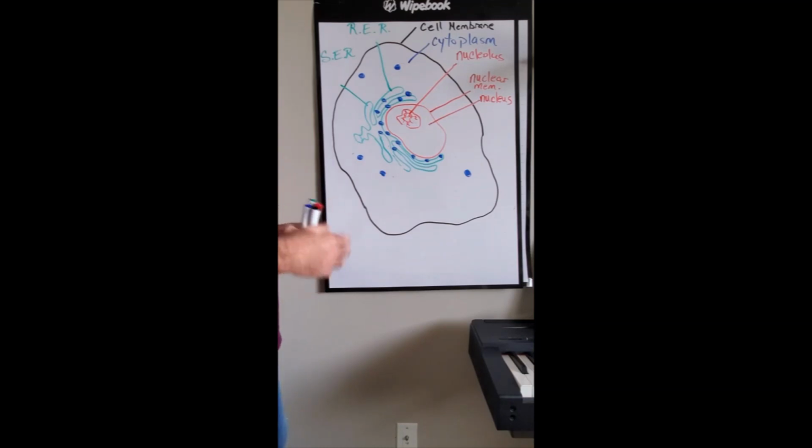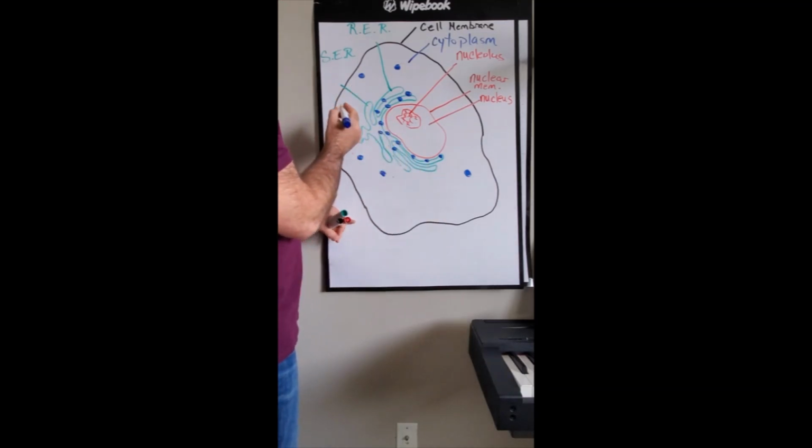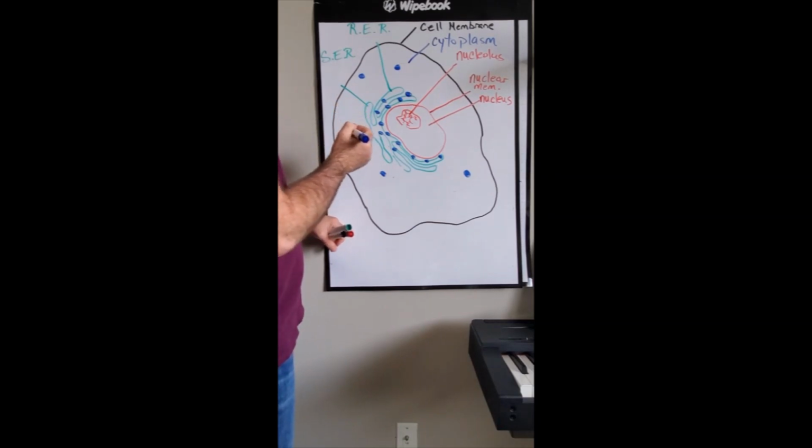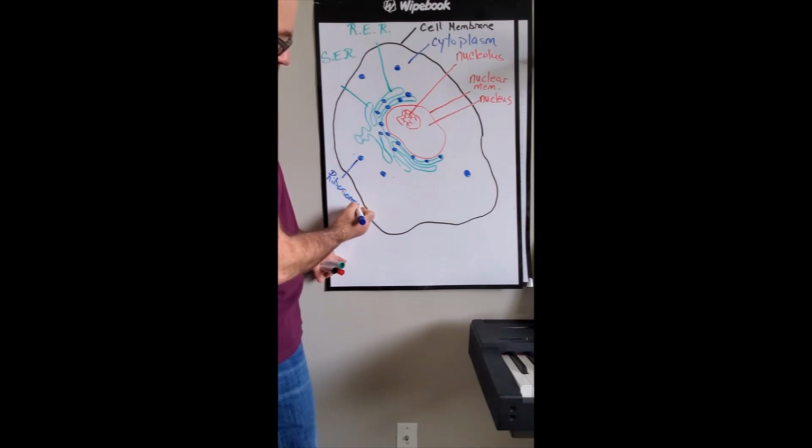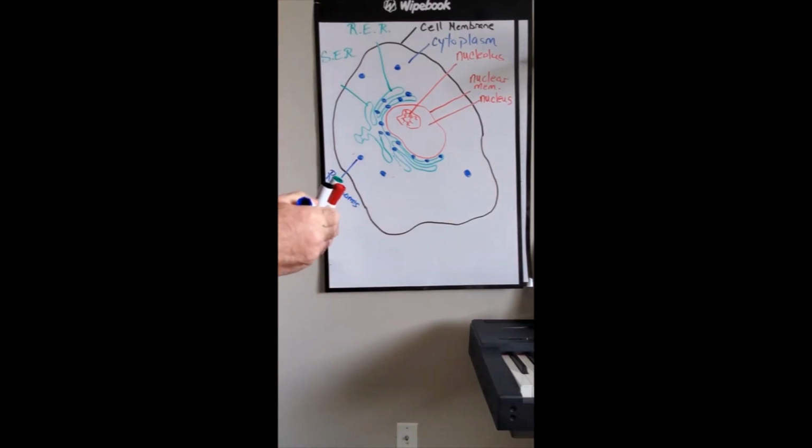Okay? So, we got ribosomes. Those are our little blue dots. I've got a nice spot over here, the little blue dots. Those are our ribosomes. Okay, so stand back, take a look at that.